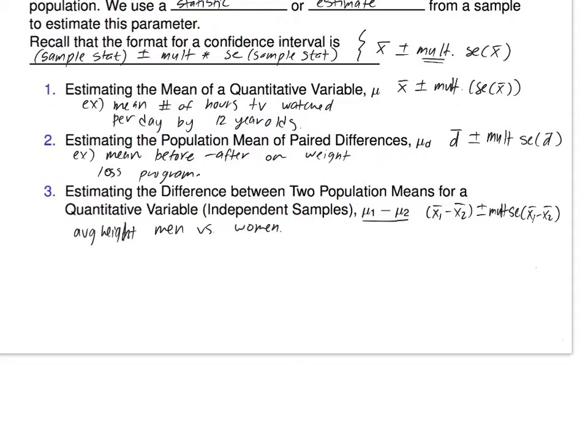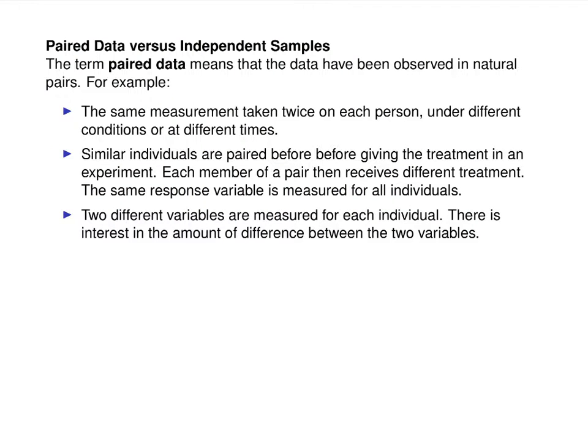And this section mostly is just review. So one thing we talked a lot about in chapter 9 is how you can distinguish these paired things versus these 2 separate samples. Paired data means that the data have been observed in natural pairs. One example is the same measurement taken twice. So what's my example for that every single time? Diet before and after, something like that.